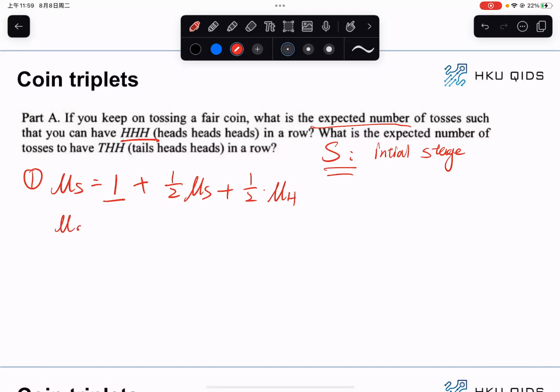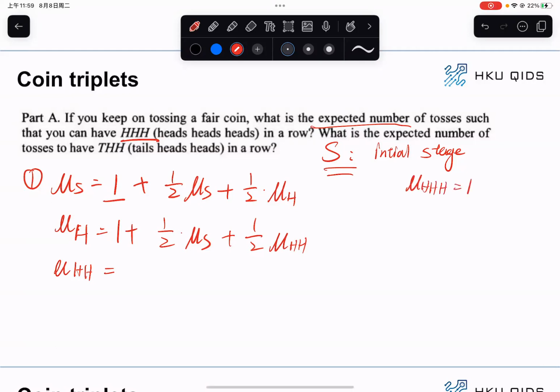And we can also have UH equal to 1 plus 1 over 2, it will reduce to US, always the case. Another 1 over 2 to have UHH. And UHH is going to be 1. Oh, by the way, we are going to have UHH equal to 1. This is going to be again 1 plus 1 over 2 US plus 1 over 2 UHH. Oh, so sorry, this part should be 0 because this time it is the expected number.